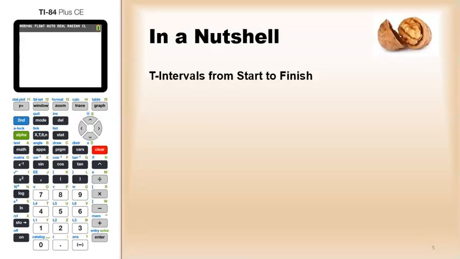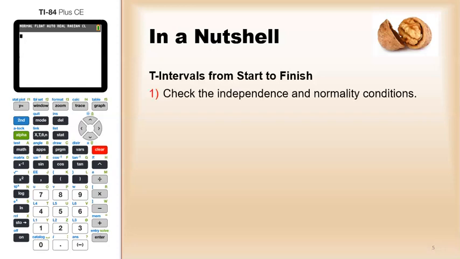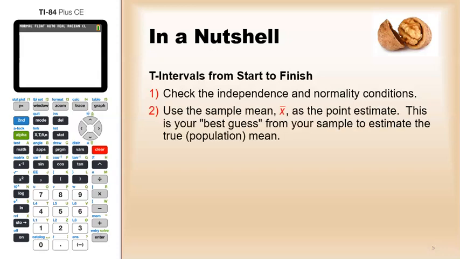All right, so first, in terms of building up a confidence interval for a mean, we check the conditions, which is independence and normality. We use a sample mean, x bar, as the point estimate. This represents your best guess from your sample to estimate the true population mean.